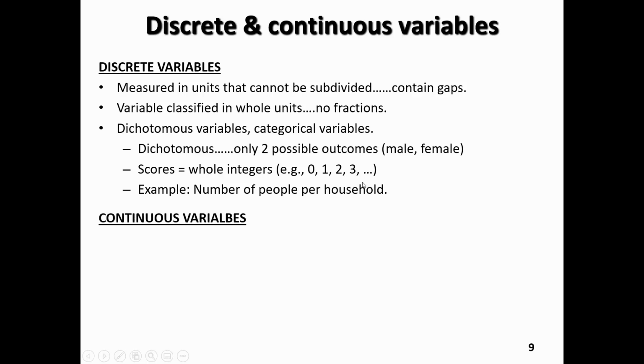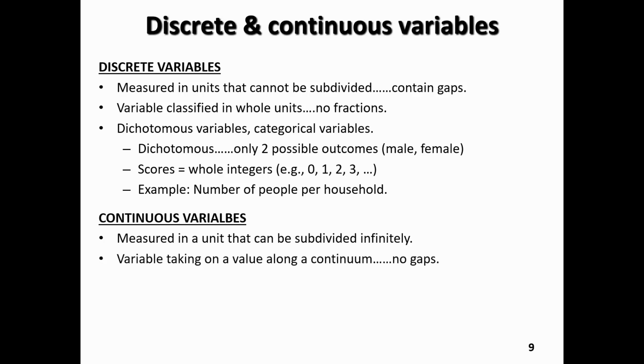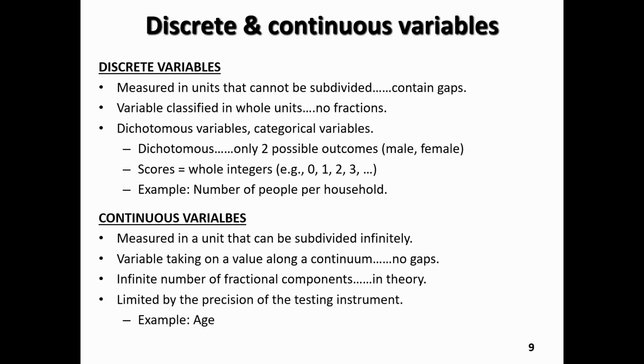The other type of variable are continuous variables. And in theory, these involve units that can be subdivided infinitely. So the variable actually takes on a value along a continuum. And so there are, in theory, no gaps between possible values that a variable can take on. And so there is an infinite number of fractional components. And in this type of approach, oftentimes the testing instrument is limited by its precision.